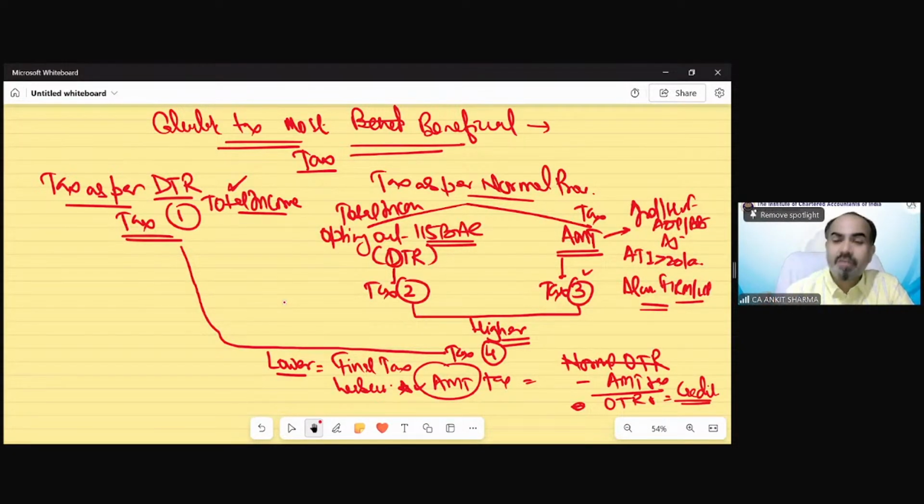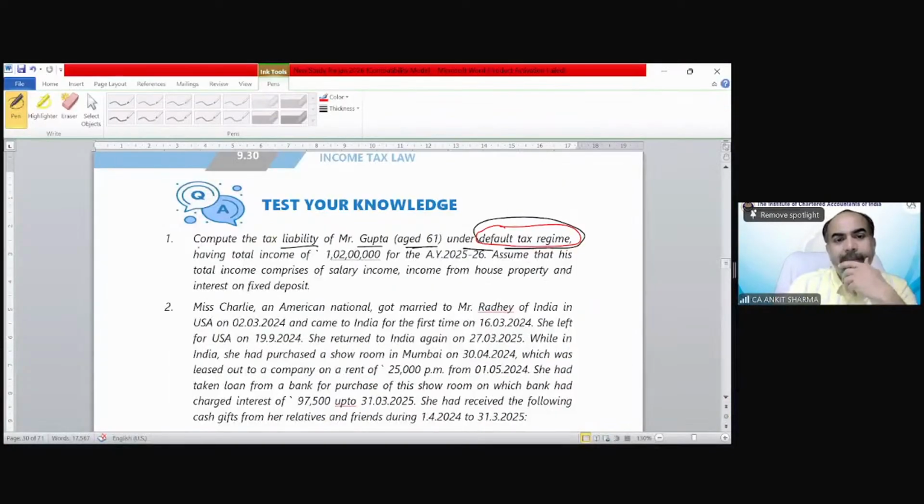If there is no requirement in the question to calculate the tax, please do not calculate the tax liability. Okay, so let's continue with question number 1. It says compute the tax liability of Mr. Gupta, age 61 years. In the question, it is utmost important to find out first which regime you have to follow and what the requirement of the question is. The question is asking about the tax liability.